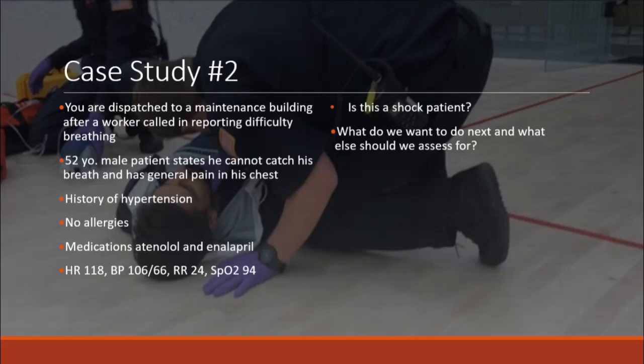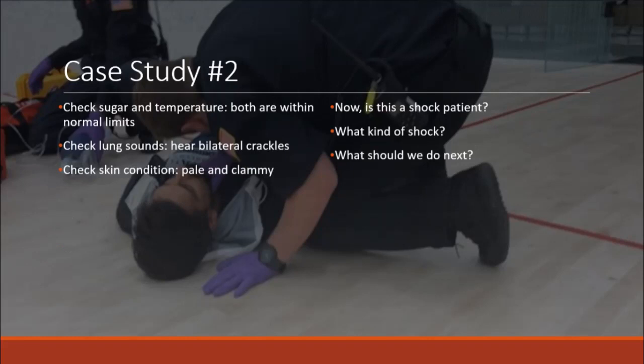And see if that can help us with our assessment at all. Other than that, we'll probably recheck vital signs and make sure they're more or less in the same area and that he's not deteriorating at all. And so we check sugar and temperature just to rule those out. Those are looking good. We end up checking lung sounds. We hear bilateral crackles, and we have skin condition as pale and clammy.